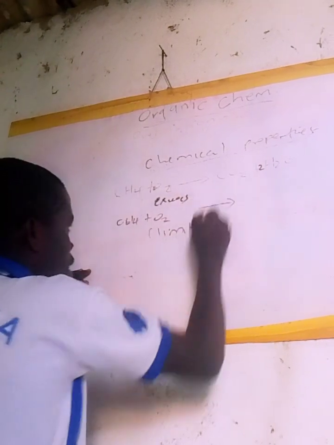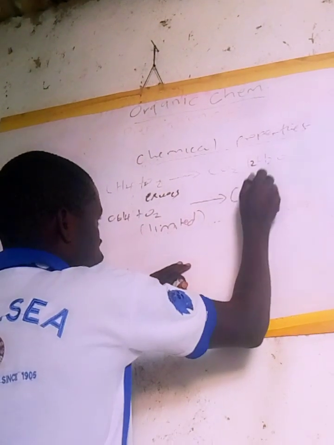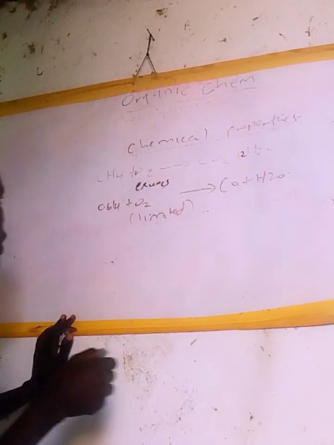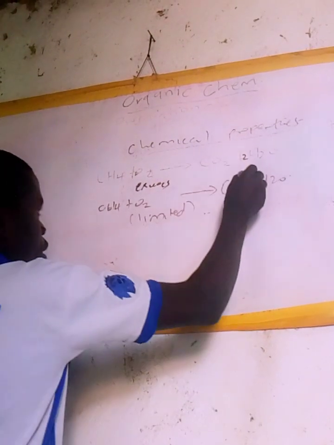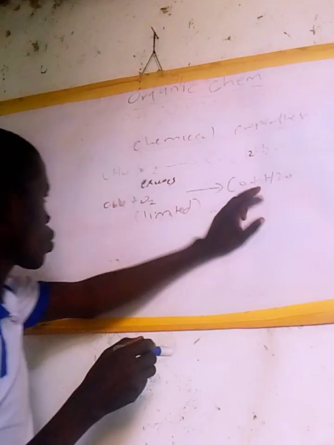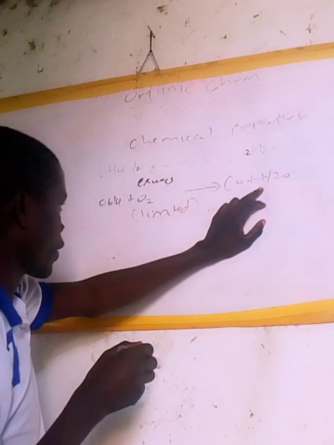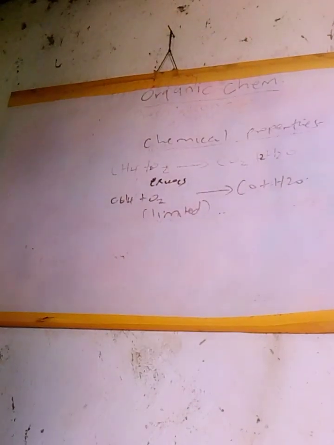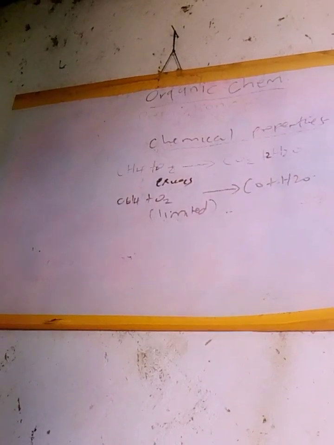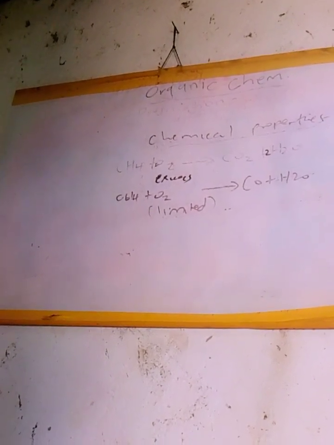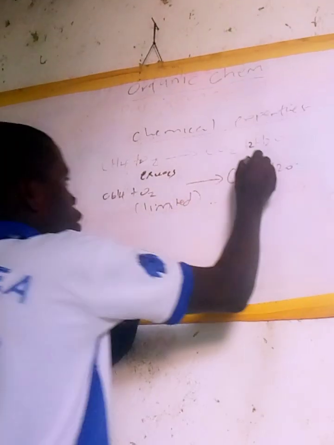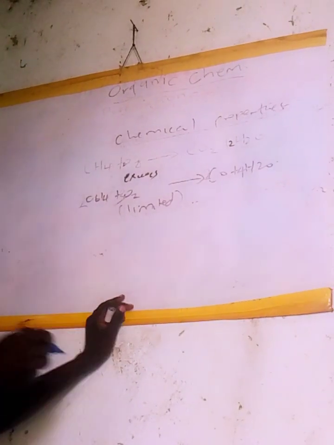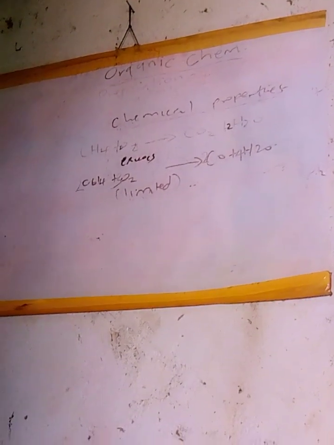limited means kidogo, it produces carbon monoxide plus water. Our equation is balanced. Here you place here 2. Here 2, oxygen 4, hydrogen 4, oxygen 3. Then when you place there 2, let's place 4, 2, 3, 2. Here it is 4, 2, 3, 2. Our equation is now balanced.